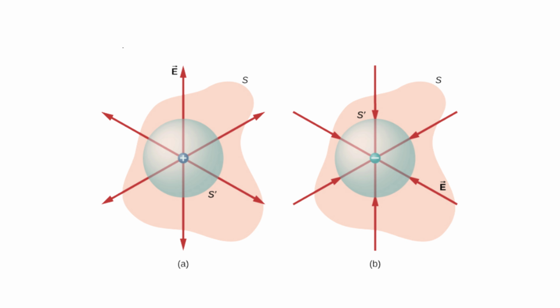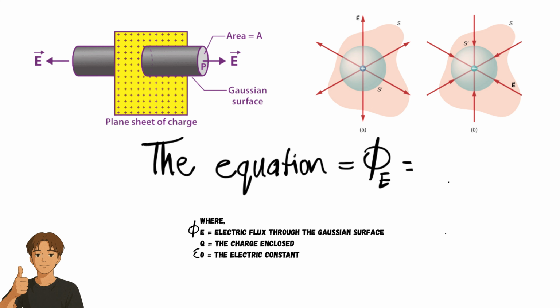Typically, the surface enclosing the charge or charges is a sphere and uses the equation phi equals q over epsilon naught, where flux is represented with phi, q is the charge enclosed within the Gaussian surface, and epsilon naught is the electric constant.